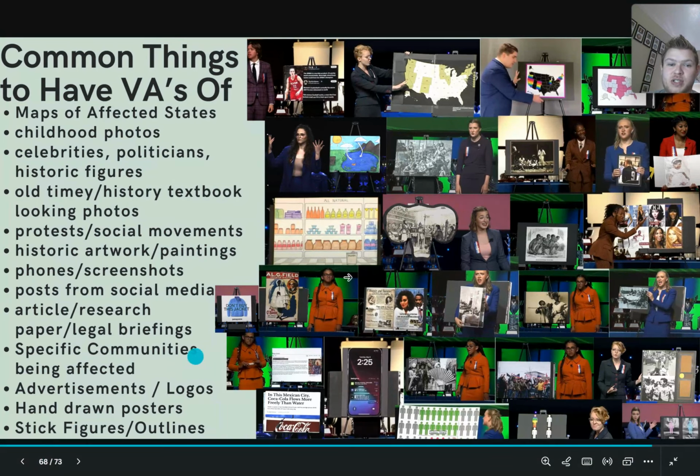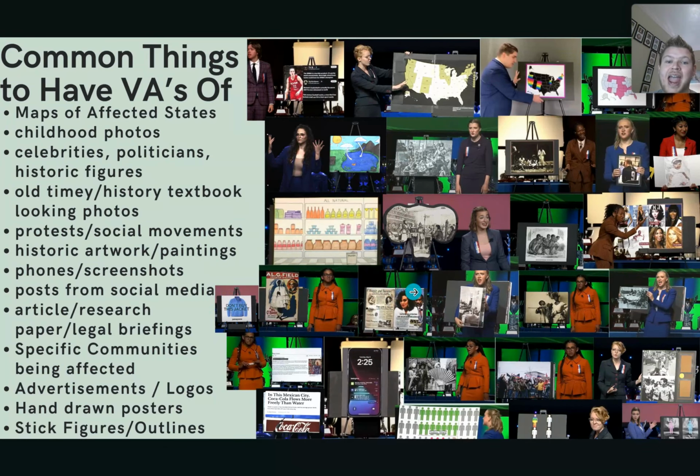Advertisements and logos. You can see old-timey and present advertisements over here. Hand-drawn posters are decently common. They showcase your artist skills and they look really cool. And if you're a great artist or if you have students that are great artists, it's a cool way for them to show their uniqueness.